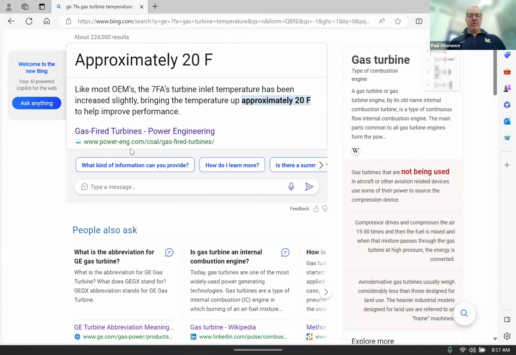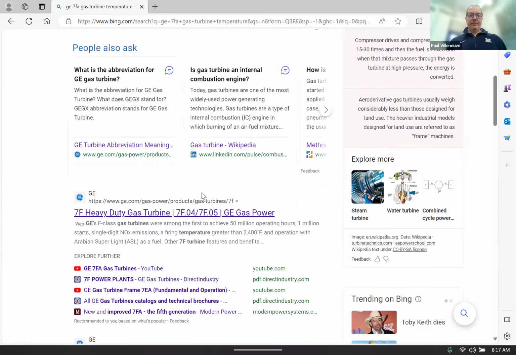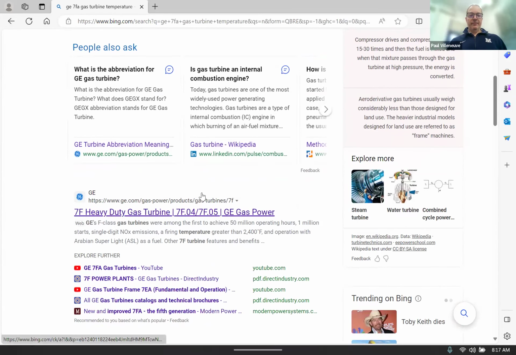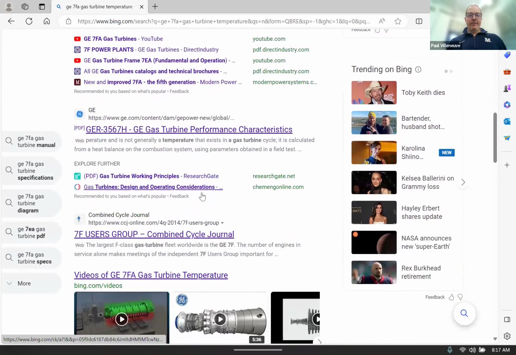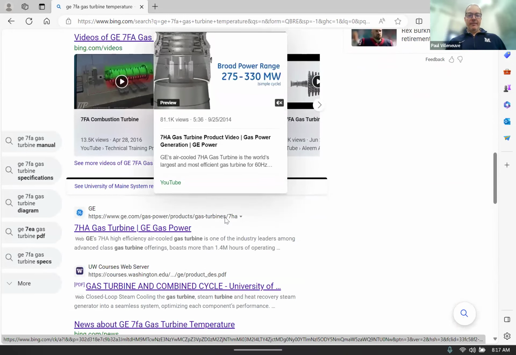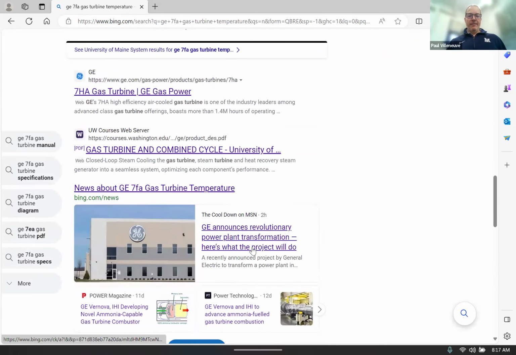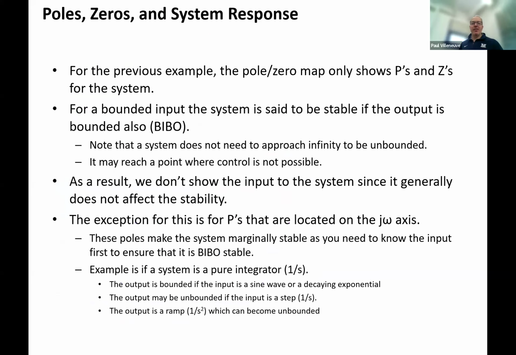That's the inlet temperature. What's the outlet temperature? That's the firing temperature, but I guess I can't find it. Anyway, that's not really relevant to the discussion. It's just kind of interesting because if you ever get a chance to tour, there's a GE facility just outside the airport in Bangor, and that's what they do.